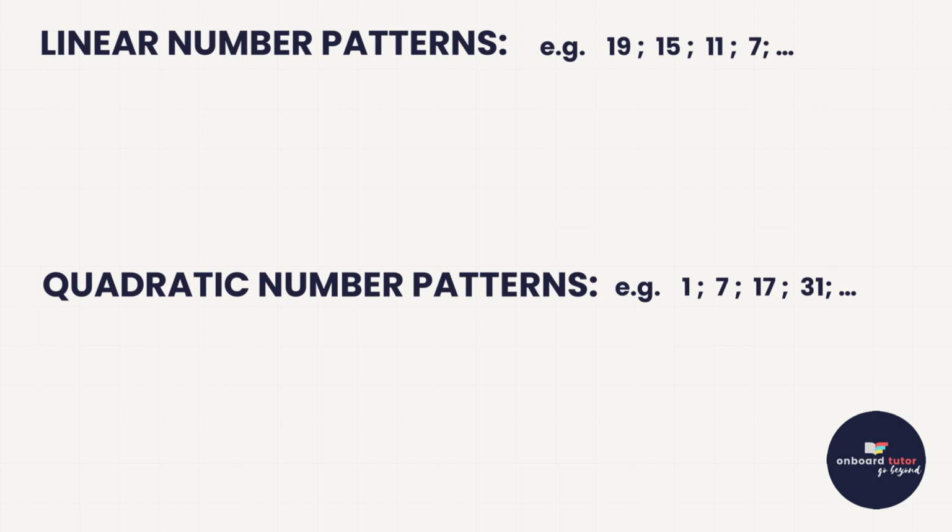In the past, when we worked with sequences, we often referred to them as number patterns, and we looked at two specific types: linear number patterns and quadratic number patterns. If you have a look at the examples here, from 19 to 15, we subtract 4. From 15 to 11, we subtract 4. And we notice the same trend here. From 11 to 7, we subtract 4. So when there is a constant first difference, we work with linear number patterns. And the formula that we used was this one. Tn is equal to an plus b.